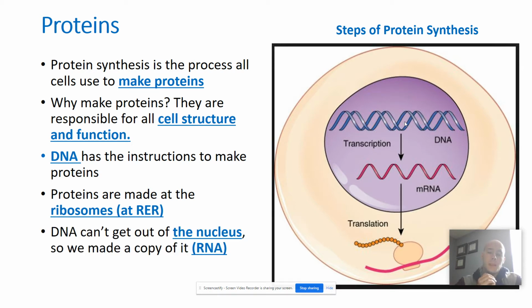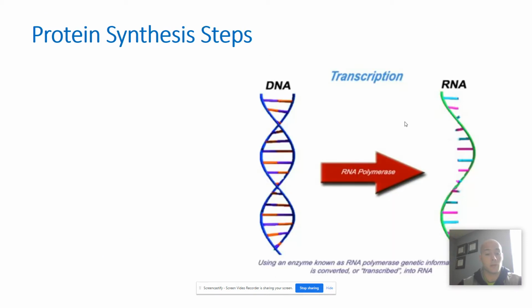Now, again, as I said, that nucleus is housing that DNA. We don't want it to get out because if it got out of the nucleus, then there might be some things in the cytoplasm that would want to break it down and destroy it, and we really don't want our DNA to be destroyed. It's not good. So we create this mRNA that goes out, goes through translation, and then that actually gets broken down as well.